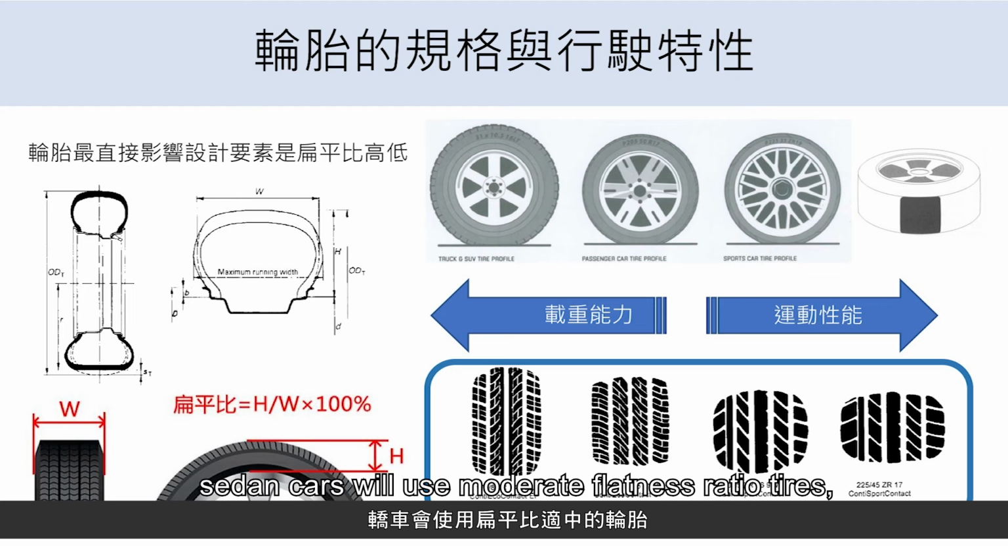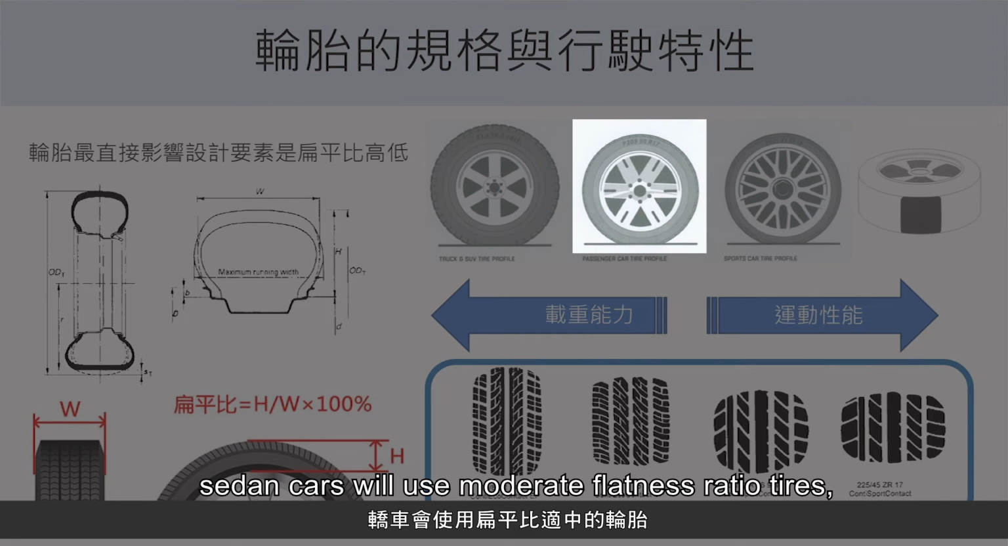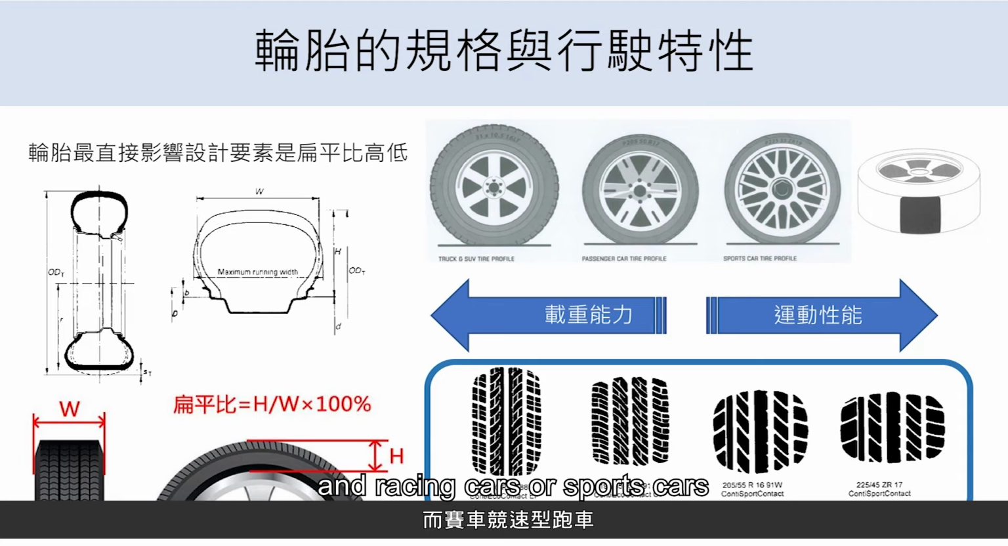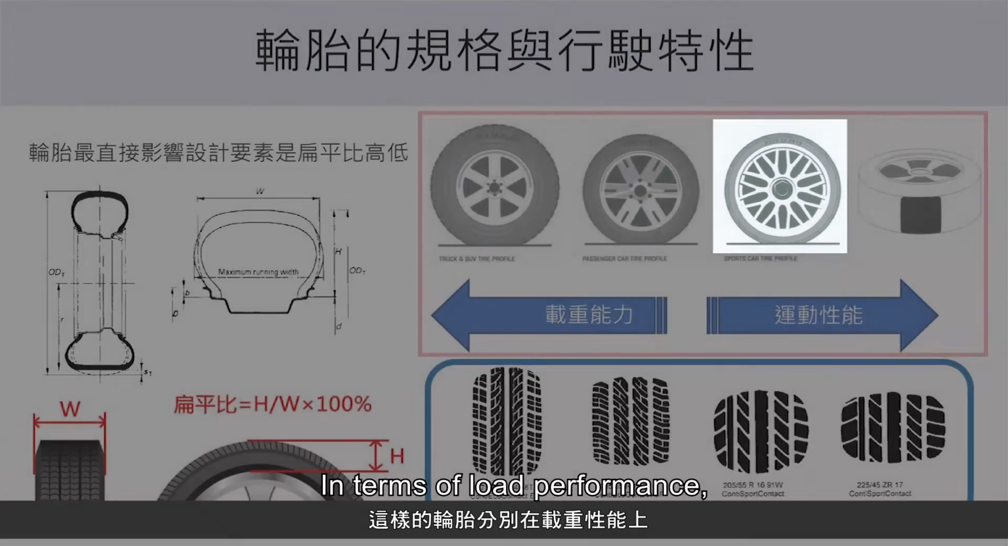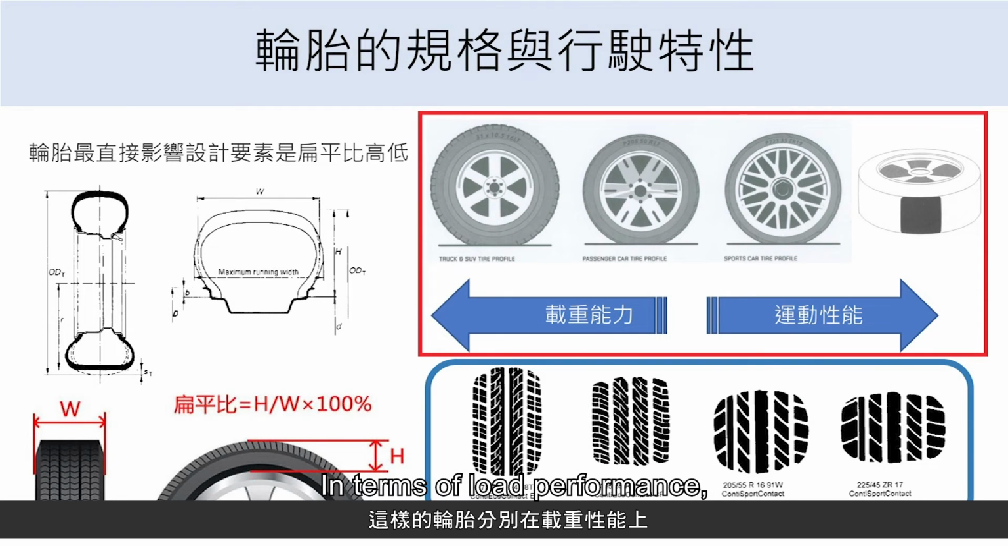of this picture. Certain cars will use moderate flatness ratio tires, and racing cars or sports cars will use wide tires with low flatness ratio. In terms of load performance, tires with high flatness ratio have a better carrying capacity, while the tire with low flatness ratio will show better characteristics in sports performance.